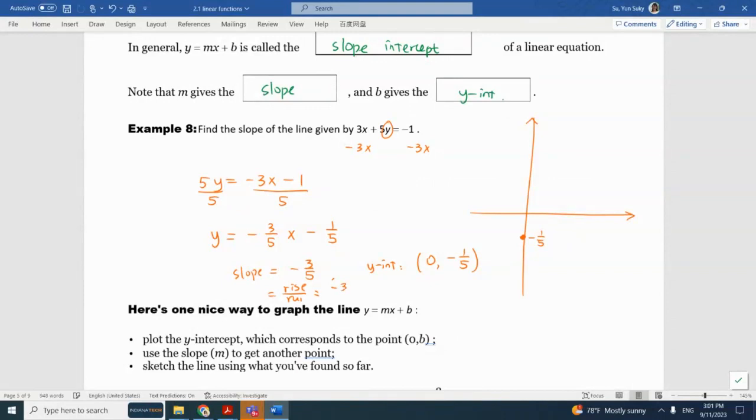You can think of this as minus 3 over 5, because usually your run is always going to the right. So you go to the right 5 units, and then you go down 3 units. So look at this point. You go to the right 5 units, then down 3 units. Do you see this point? And you connect them. This is how you draw the line using the y-intercept.